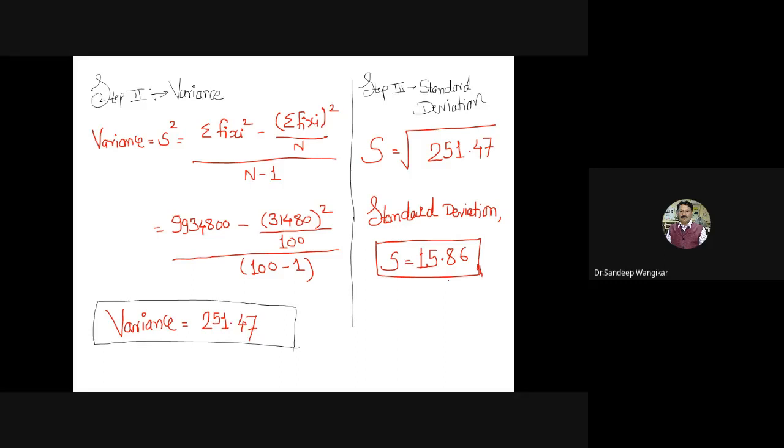Then the last step, standard deviation. The variance is nothing but the S square value, so just take the square root. S is equal to the square root of variance, that is the square root of S square, you will get the value of S, and it is 15.86. So in this way, friends, you can calculate the mean, the variance, and the standard deviation for a given numerical. This is about the frequency distribution, the different terms used in it, and how to calculate the mean, variance, and the standard deviation.